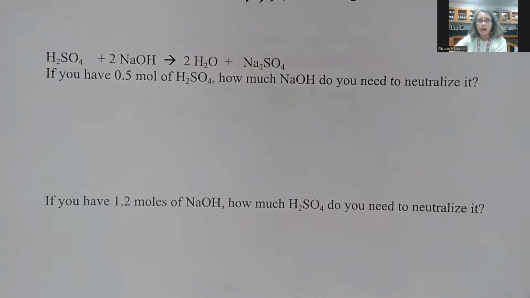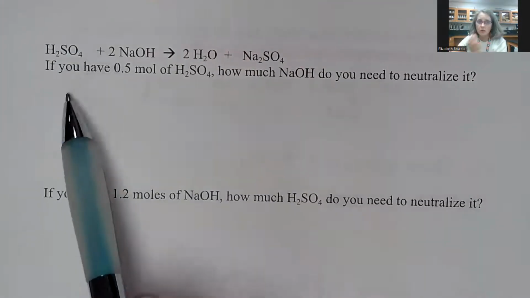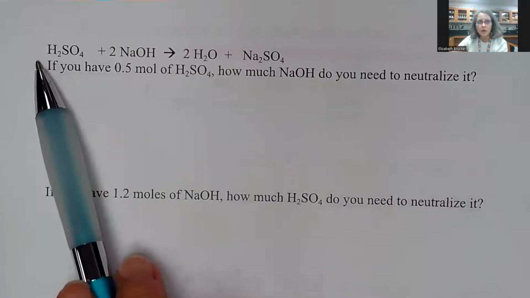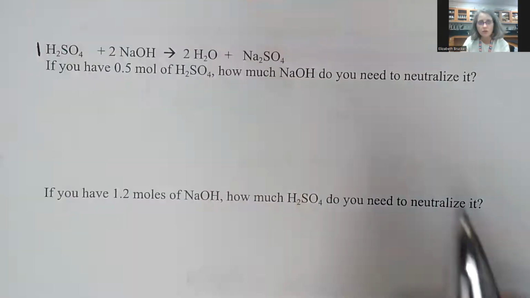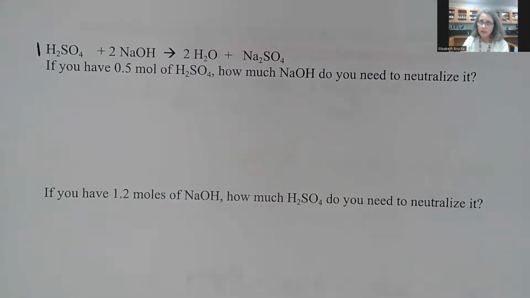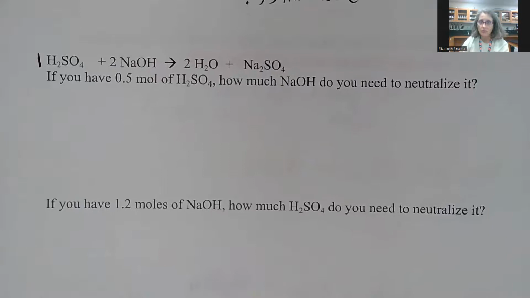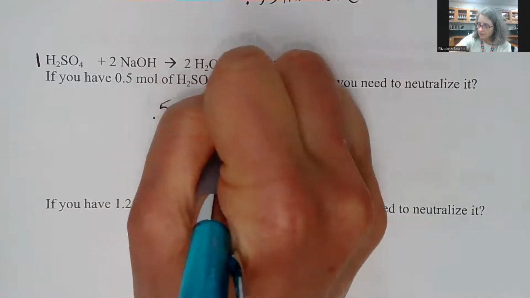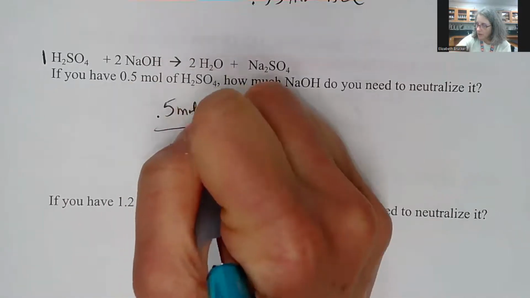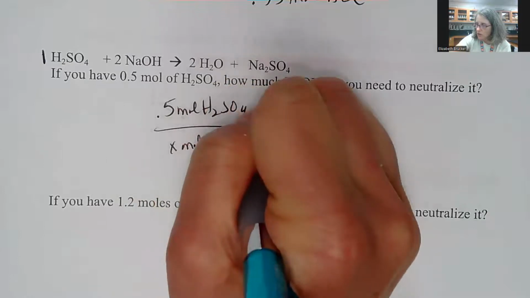Okay. If you have something that is not 1-to-1, like this next example, I have a 1 in front of the acid. So this is a 1 and this is a 2 in front of the base. So that one I do need to set up a relationship, again, as long as you could explain it to me. So I have 0.5 moles of H2SO4.